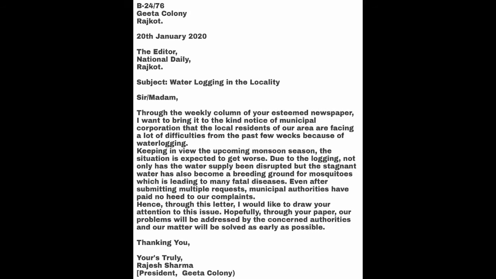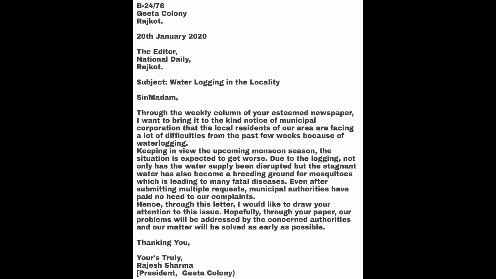We have to write sentences such as that we are hoping that you would do the needful for the same, right? So here what we want from the editor is that if they include this matter in the newspaper, the authorities will pay attention to this issue and will try to solve this problem as soon as possible. Right, after that we write thanking you, and after that yours truly, Rajesh Sharma.